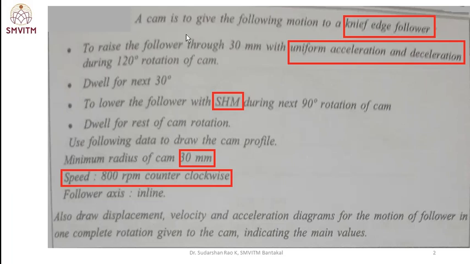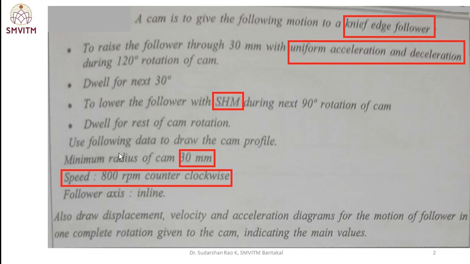A cam is to give the following motion to a knife edge follower. Raise the follower through 30 millimeter, the height of the displacement, with uniform acceleration retardation during 120 degree of the cam, that is ascending UARM with the 120 degree cam rotation. Dwell for the next 30 degree, then lower the follower with SHM during the next 90 degree of rotation of the cam, and dwell for the rest of the cam rotation.